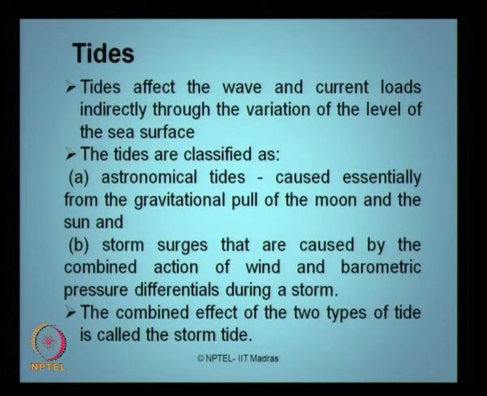The next effect which comes on the members of offshore platforms is the tide effect. Tides affect the wave and current loads indirectly through the variation of the level of the sea surface. Now, the tides are classified as astronomical tides and storm surges. Astronomical tides are caused essentially by the gravitational pull of the moon and the sun, while storm surges are caused by the combined action of wind and the barometric pressure difference during a storm. The combined effect of these two types of tide is what we call a storm tide.